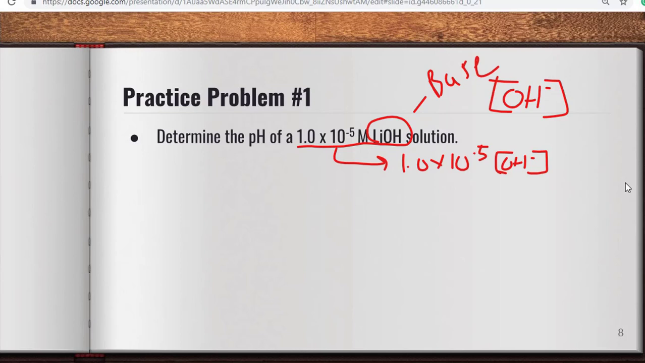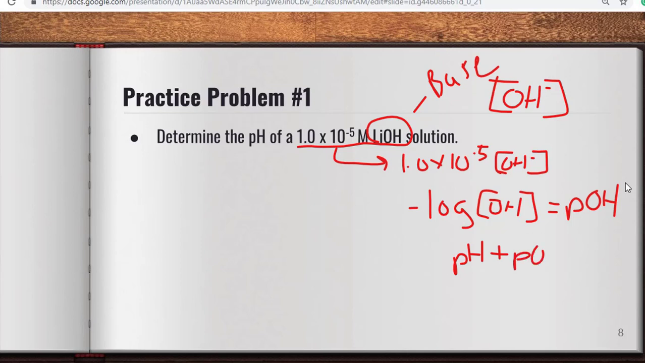There are a couple of ways we can go about doing this. I'm going to think about the formulas that we talked about before. I do know that if I take the negative log of my OH minus concentration, I get my pOH, power of hydroxide. And I also remember that pH plus pOH equals 14. So I can plug this number in to get the pOH and then solve for pH.